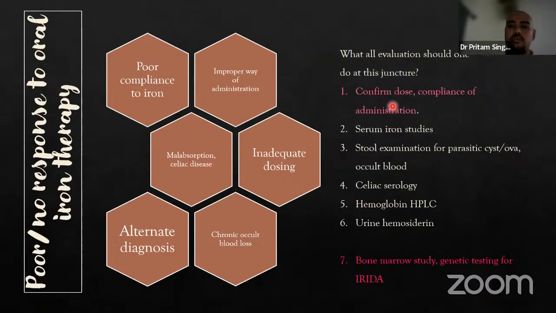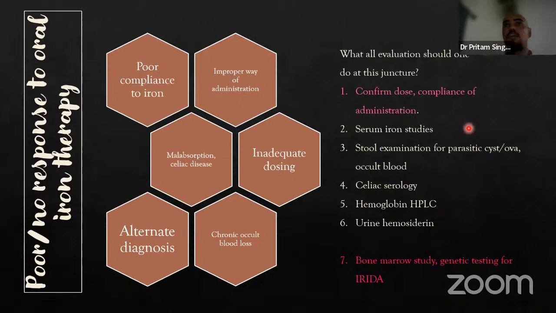So what typically we do is confirm dose and compliance. And once you have done that, then you can do a serum iron study, because you have now ruled out sideroblastic anemia, etc. You do an HPLC, because beta thalassemia syndromes need to be excluded at this juncture. You do a celiac serology; there is a 1% prevalence of celiac disease in the country, so that needs to be ruled out in such a situation. You should do a stool examination to screen for parasitic cysts, ova, and occult blood, and urine hemosiderin, just to see if there is any occult hemoglobinuria happening, like in the context of PNH, etc.